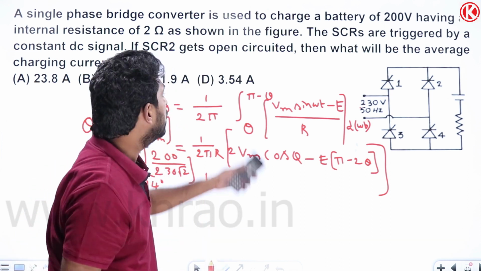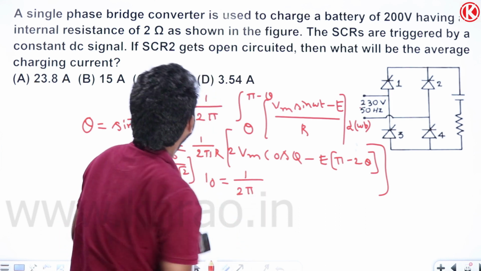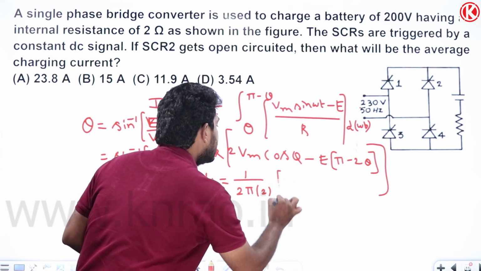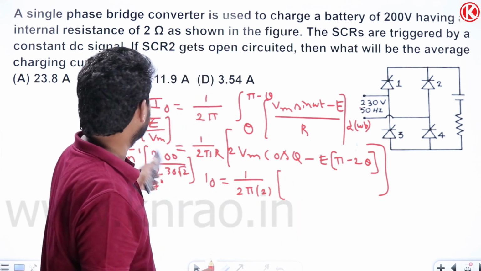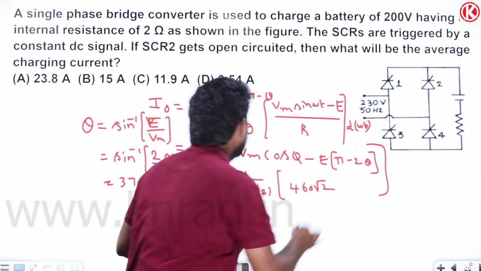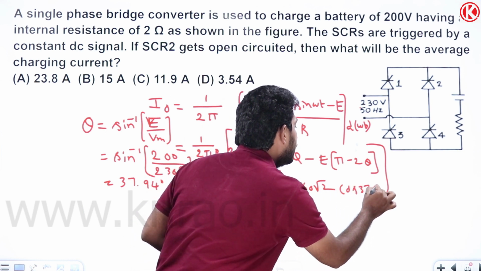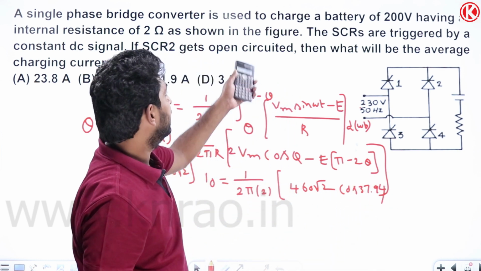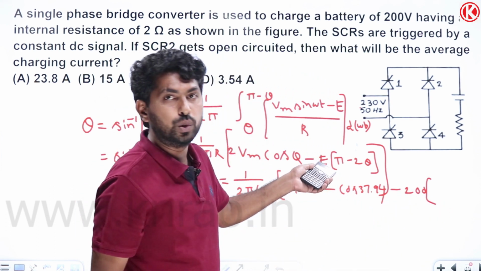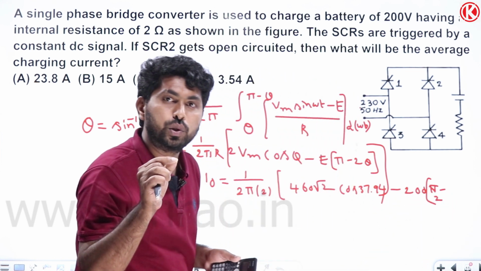So I naught equals 1 by 2 pi R. The R value is given as 2 ohms, so it will be 1 by 2 pi into 2, into 2 Vm. 2 Vm is 2 into 230 root 2, which is 460 root 2, into cos theta, which is cos 37.94, minus E, that is minus 200, into pi minus 2 theta.